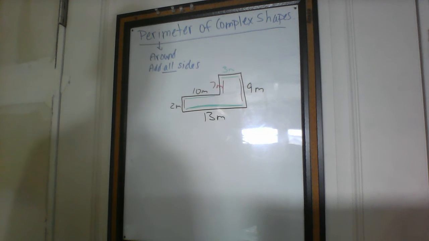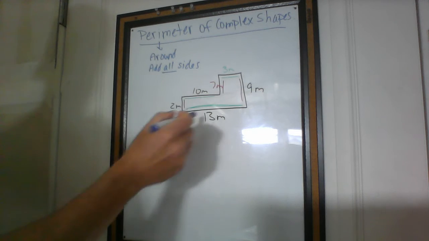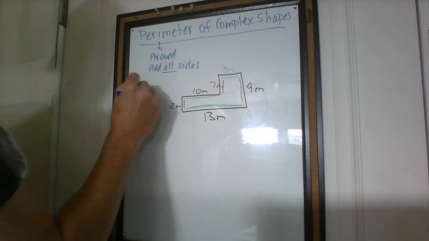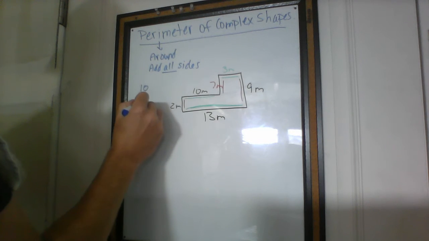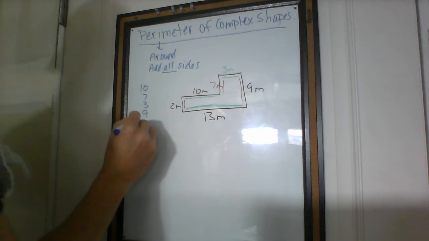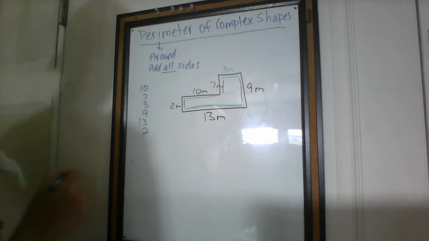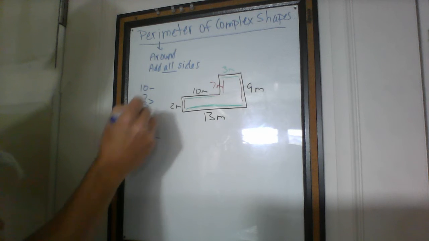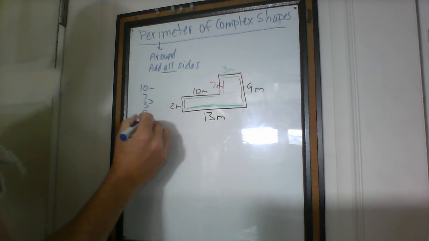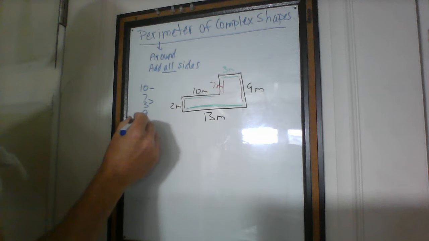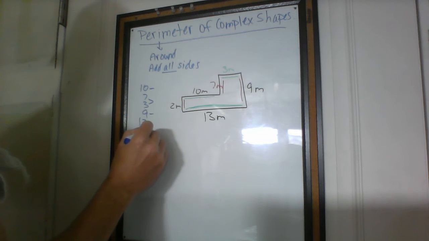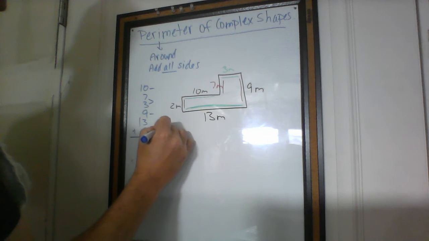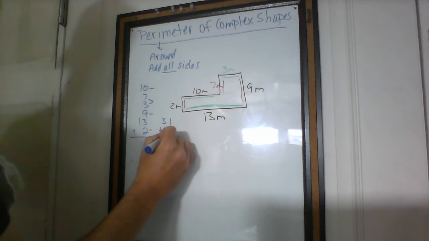Again, we're going to add all of these numbers up. We have 1, 2, 3, 4, 5, 6 different numbers. So we're going to have 10, 7, 3, 9, 13, and 2. We add all those up. We got a 10 there. We have a 10 there. So there's 20. And we have 29 and 31. 31 plus 13 is 40.